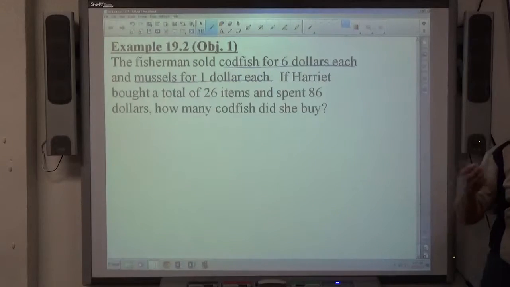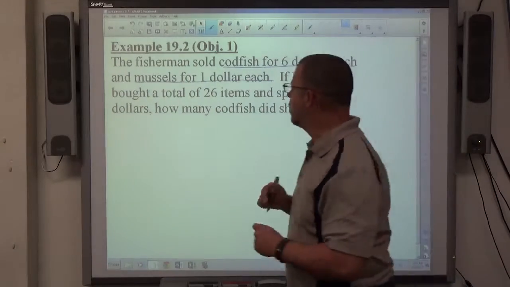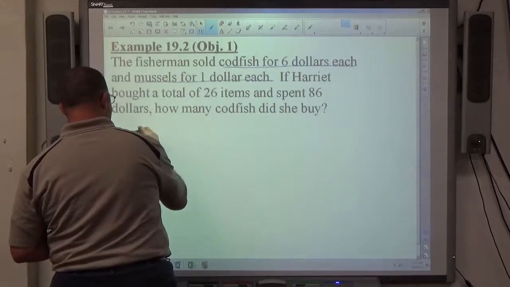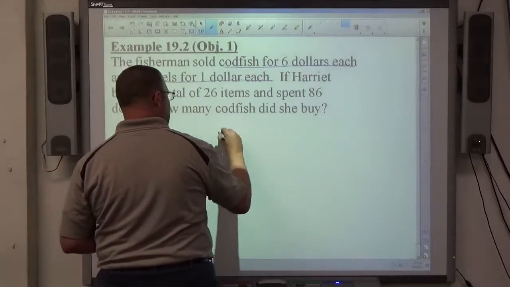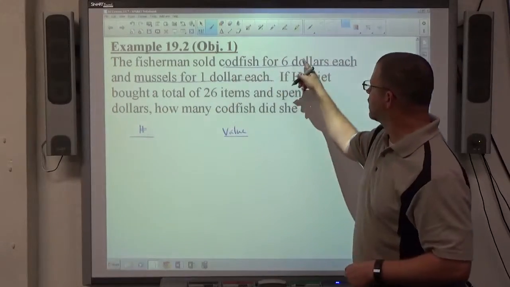Okay? We know how much nickels and dimes are worth, so they're not going to tell us that. But if they're using something that doesn't have a known value, they're going to tell you what that value is. So once again, I'm going to put a number of things and a value of things. Notice the values are in dollars, right? $6, $1.